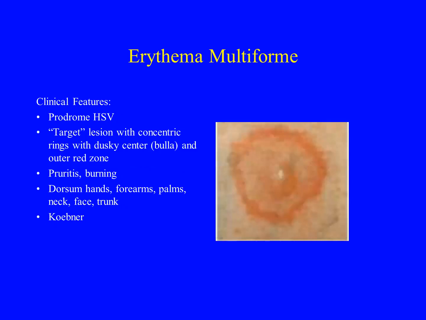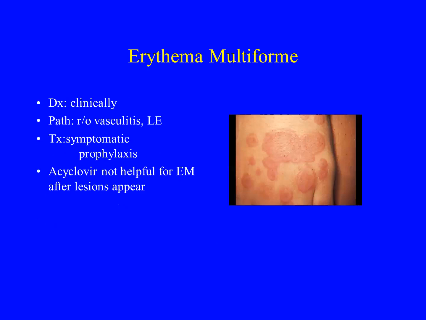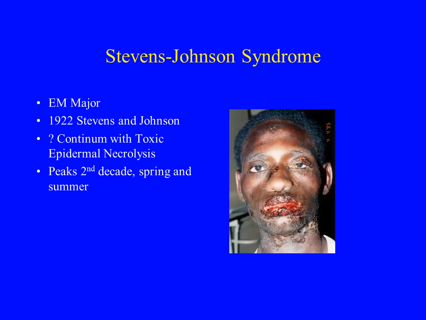You can appreciate the typical targetoid lesion present in the erythema multiforme with concentric ring and dusky center and outer red zone. Pruritus burning may be present, usually present on the acral regions, and Koebner is also positive in this condition. Differentials are vasculitis and LE. Symptomatic treatment plus prophylaxis. Acyclovir is not helpful now because it is only helpful when the herpes simplex is already present there. Stevens-Johnson, the mid of the spectrum of erythema multiforme, also known as erythema multiforme major.